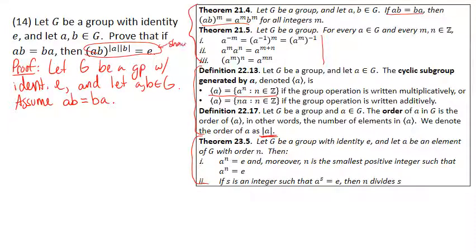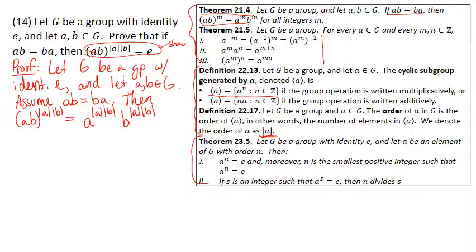So show. Alright, since I assumed that AB equals BA, that does allow me to use theorem 21.4 here. So if AB equals BA, then (AB) to any power, I can break down and distribute that power. So that's going to allow me to say the following. Then (AB) to the order of A times the order of B, I'm going to distribute that power like this. Okay, so that makes it a little bit easier for me.